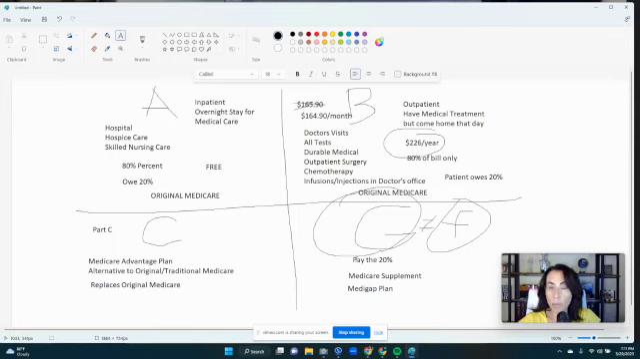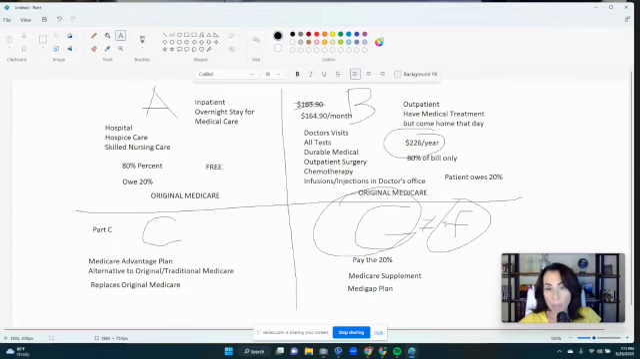And you're just responsible for the first $226 of the year, which would be as you use it at the doctor's office, testing, durable medical equipment, outpatient surgery, chemotherapy, infusions, injections in a doctor's office. And there's a few other items under Part B. Anything that's outpatient, again, $226 for the year on the G plan, anything your doctor orders.